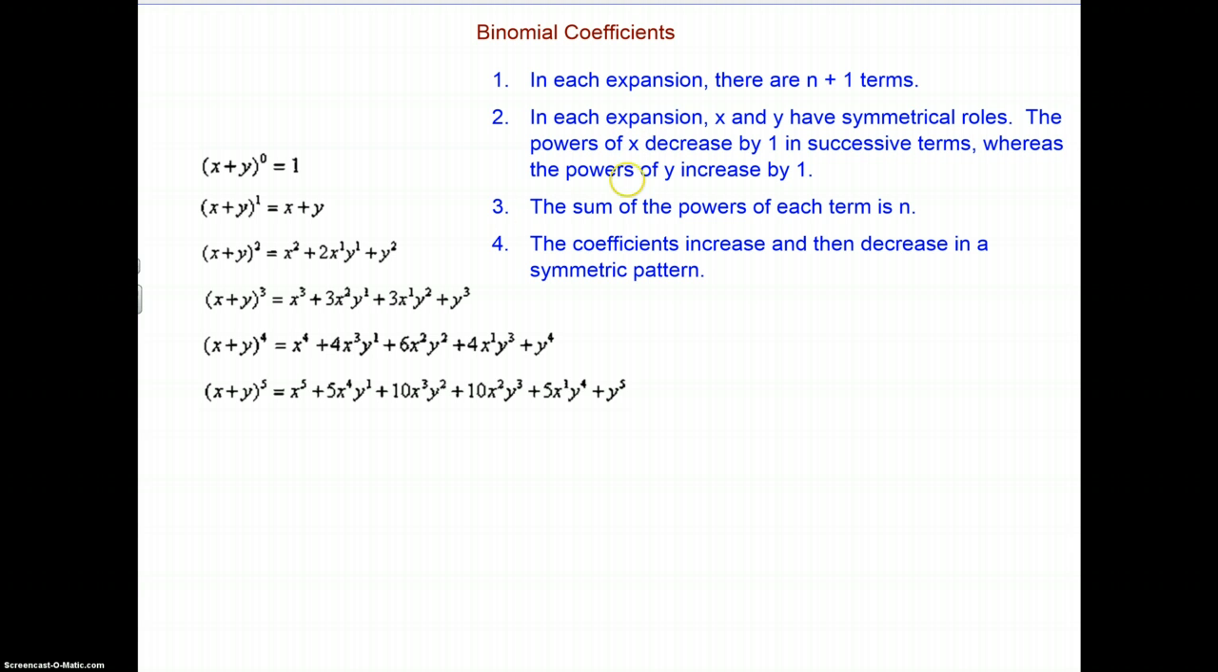Also notice that the powers of x decrease and the powers of y increase as we move from left to right. So we have x to the 5th, x to the 4th, x cubed, x squared, x to the 1st, and finally x to the 0, or no x at all. Notice that they go down, and if you look at the exponents on the y, they start at 0, 1, 2, 3, 4, 5, they go up. The sum of the powers of each term is equal to n, and the coefficients increase and decrease in that symmetric pattern.